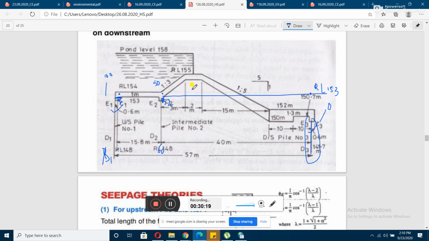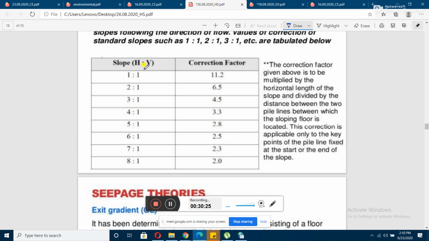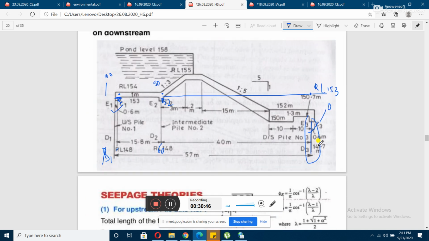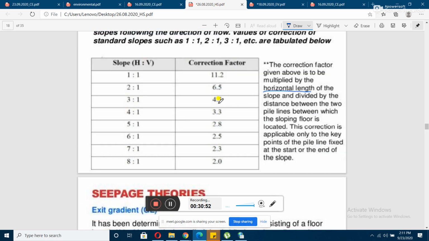What will be the correction? For 1:3, the correction factor is, you can see from this table, 1:3, that is V is to H was 1:3, so H is to V is 3:1, so the correction factor is 4.5. This needs to be multiplied with the horizontal slope. You can see that it is to be multiplied by the horizontal length, that is your 3, and divided by the distance between the two pile lines. What is the distance between the two pile lines? That turns out to be 40. So what will be the value? It will be 4.5 into 3, 3 is the horizontal length, you can see that, divided by 40.